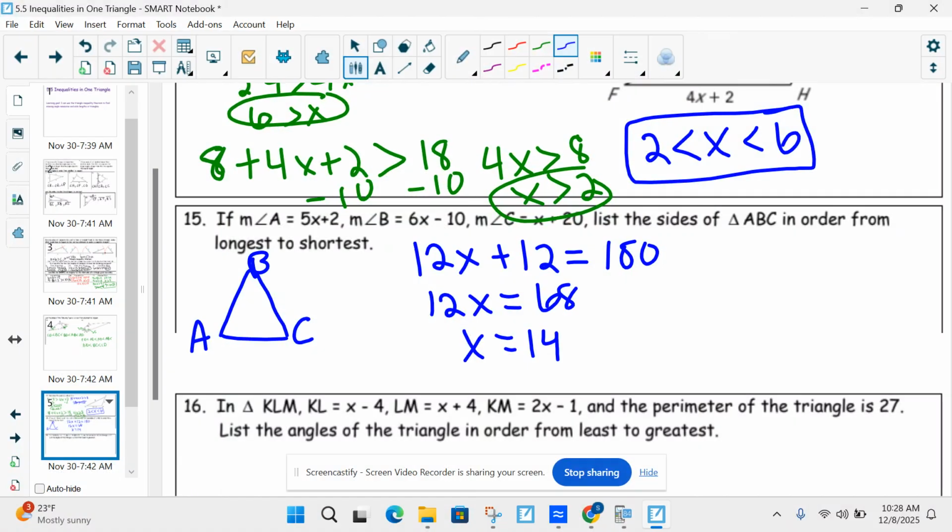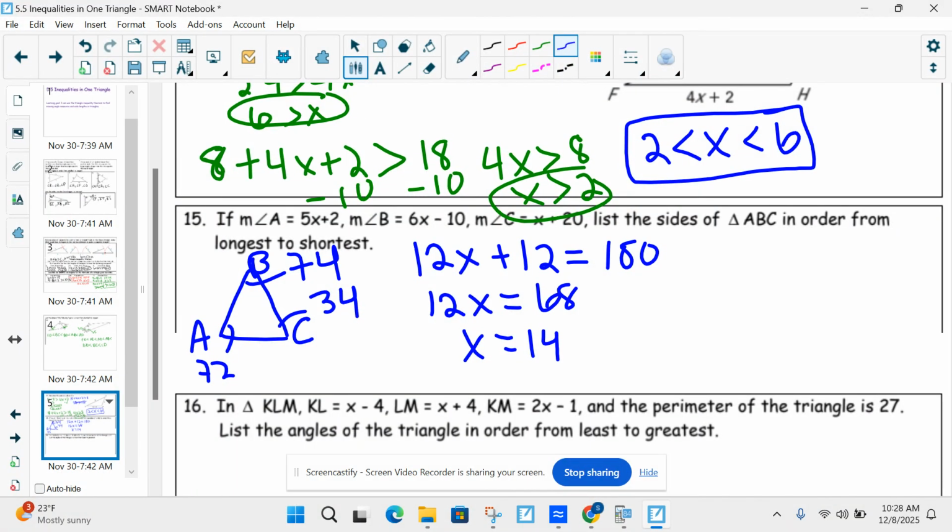So if x equals 14, then we can plug in the sides. 5 times 14 would be 70, plus 2 is 72, so angle A is 72. And then 6 times 14 would be 84, minus 10 is 74. So angle B is 74. And then angle C would be 34.